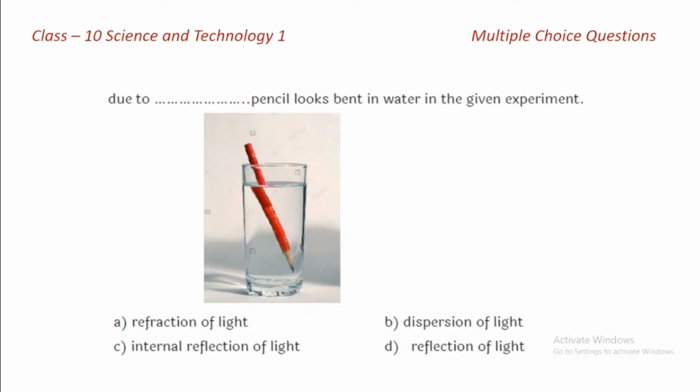Next question is based on this diagram. Due to dot dot, the pencil looks bent in water in the given experiment. 4 options are given: refraction of light, dispersion of light, internal reflection of light or reflection of light. Correct answer is option A. It is due to the refraction of light.